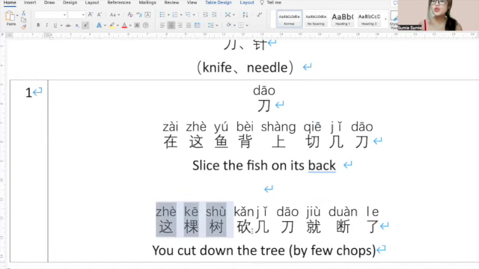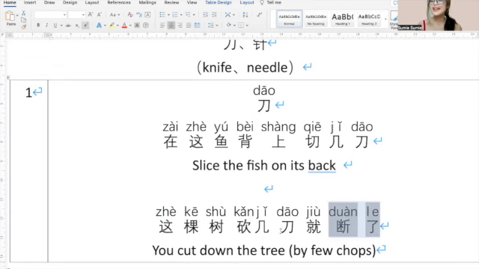Or you may say 这棵树砍几刀就断了。Okay, that means the 刀 is describing chop or cut down. Okay, so let's see the example. 这棵树砍几刀就断了。This tree, okay. 棵 is a measure word to describe tree. This tree is falling apart by only a few cuts, okay? 这棵树砍 chop 几刀 chop a few times, and then it fell over, it fell apart, okay?